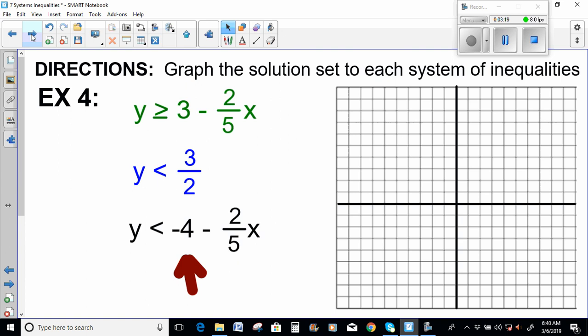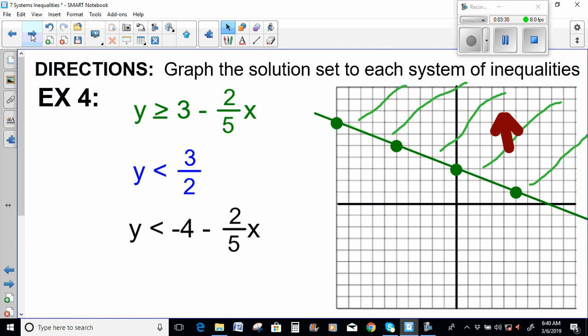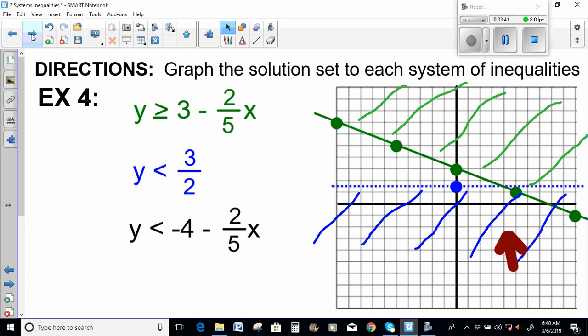Example 4, we're going to start with the green inequality. So y-intercept of 3 and a -2/5 slope. Has a solid line. And then we're going to shade above the line. In the blue inequality, we're going to start at 1.5 for the y-intercept, and it's going to have a 0 slope with a dotted line, and we're going to shade below the line.